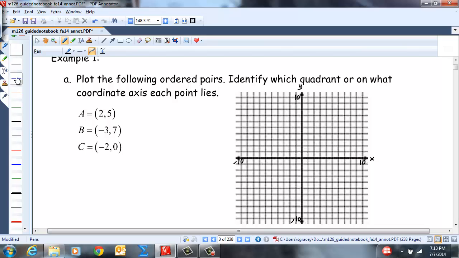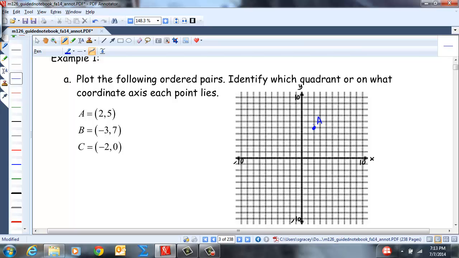Okay, let's see how you did. So point A is (2, 5). They're both positive. So we move 2 to the right, and then 1, 2, 3, 4, 5 up. So that's point A.